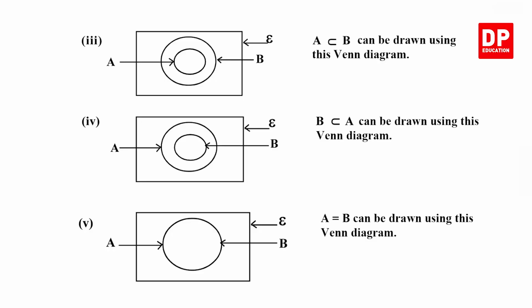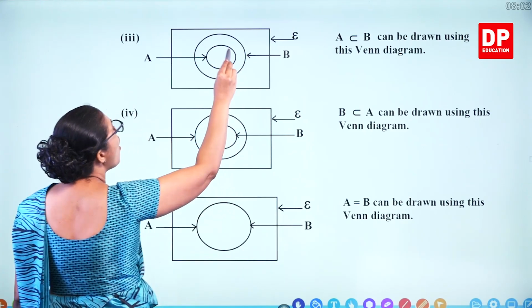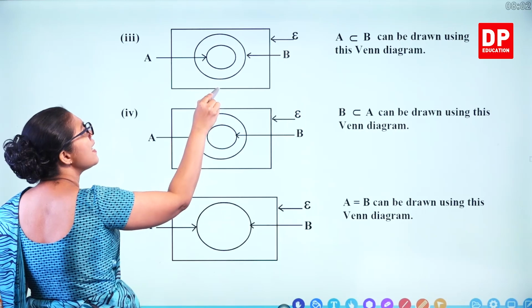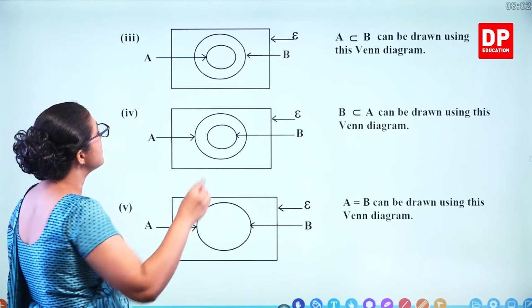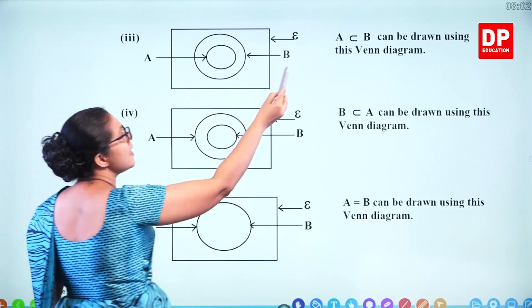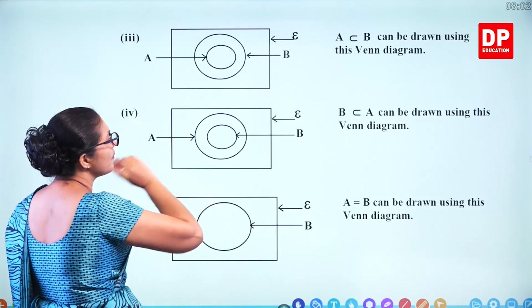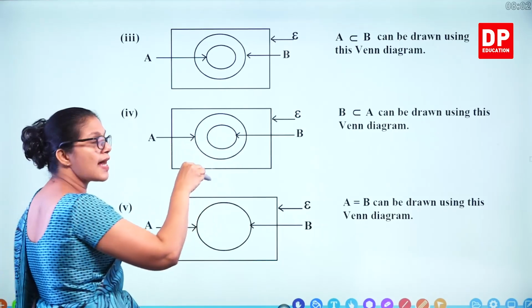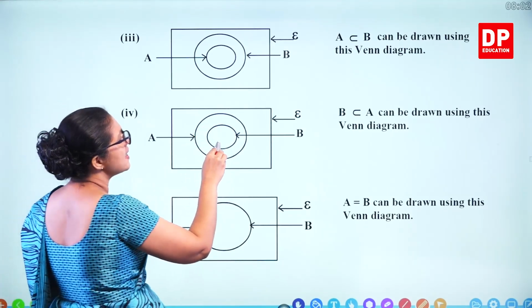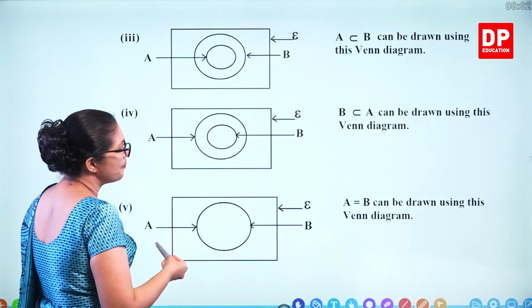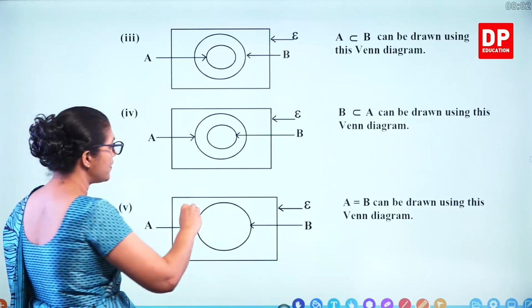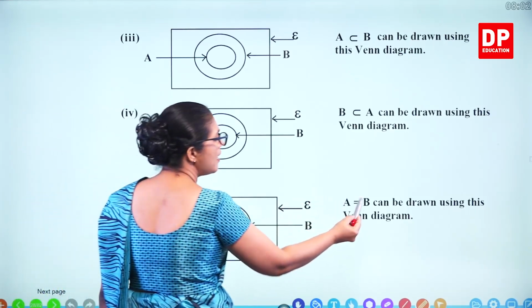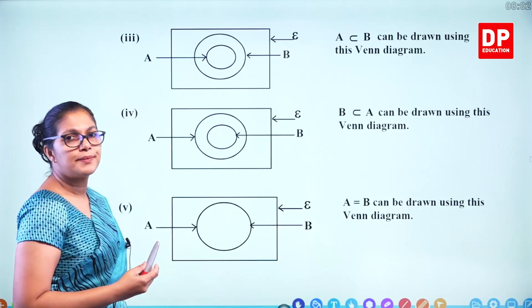Look at the first one. There's another small circle inside. So this means all elements in A are in B as well, because the circle A is inside B. So we say A is a subset of B. Now in this one, B is inside. So B is a subset of A now. Then, no circles inside, both are the same. That means both are equal sets.